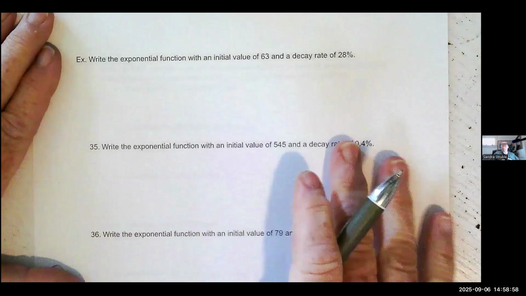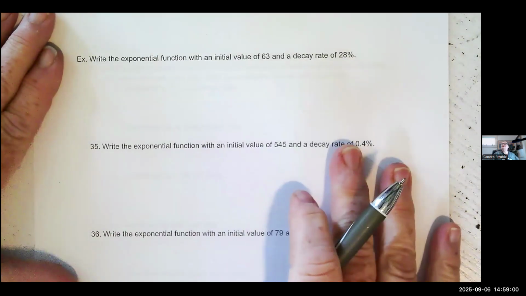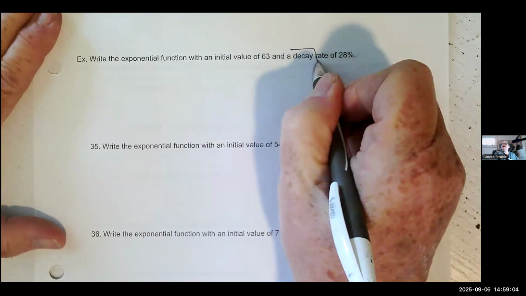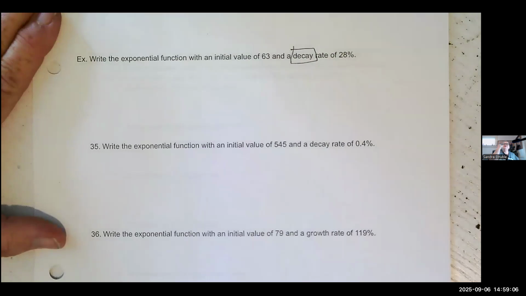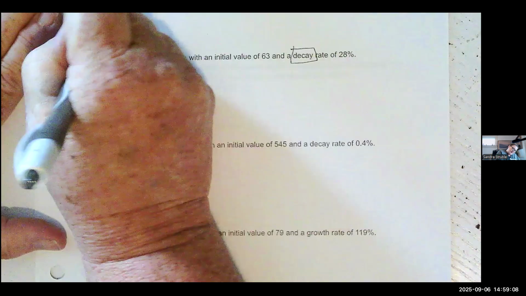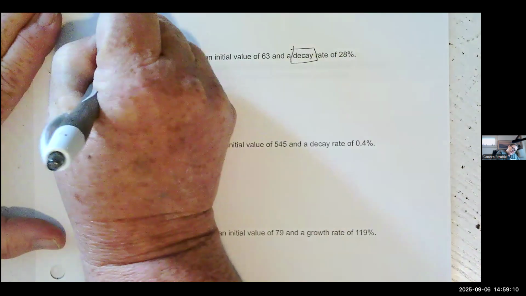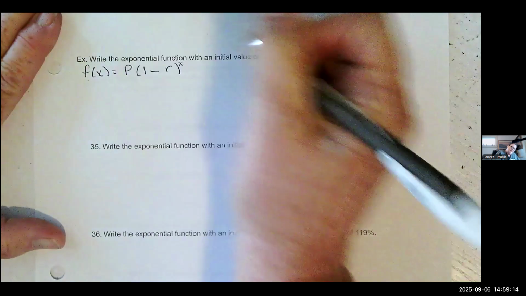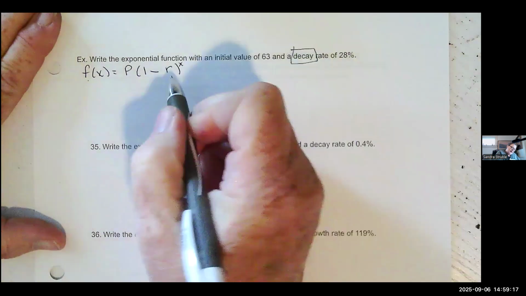All right. Now we're going to write an exponential function. Instead of growth, we're going to have decay. So please hang out with me for this one, and then you can do the next one. All right, so I'm going to use f of x is the initial value times 1 minus r in decimal form to the x.